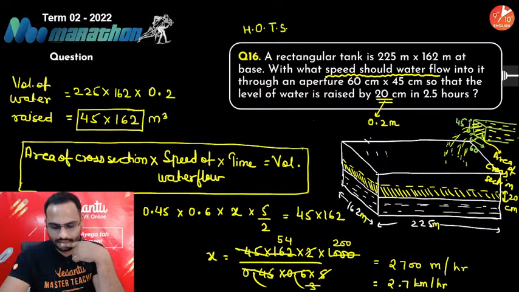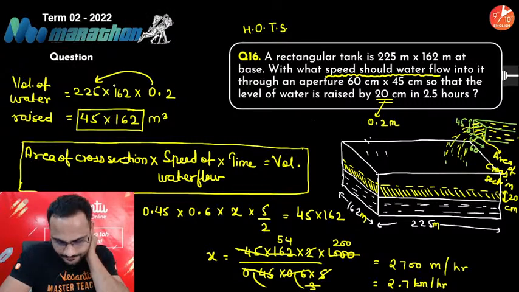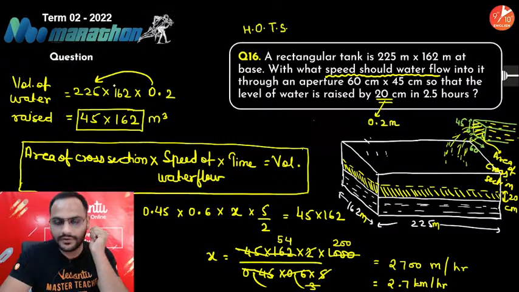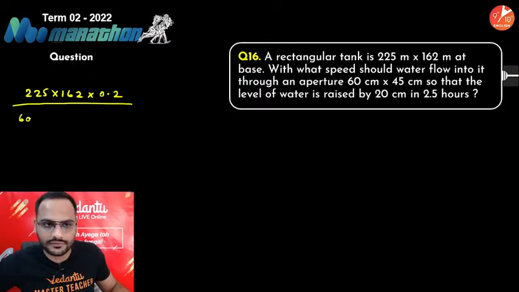10.8. 0.2 should be, अरे 0.2 I have multiplied ना बेटा, यहाँ पे यही तो multiply किया है, देखो 0.2 already multiplied. Wait. Why यार? 225 into 162 into 0.2 है ना, this is the total volume, this divided by the area of cross section, which is 0.6 into 0.45, ठीक है, into speed of water flow we don't know, and for 5/2 hours we'll get in meters.